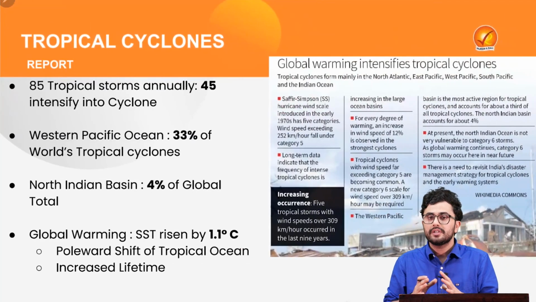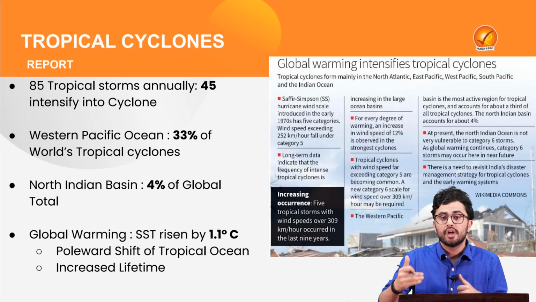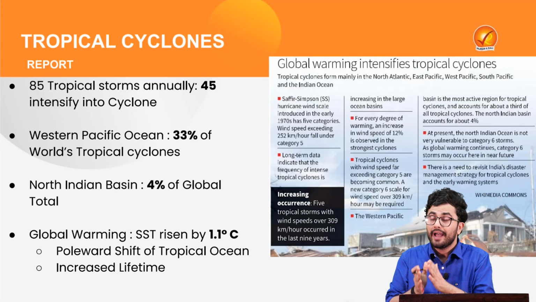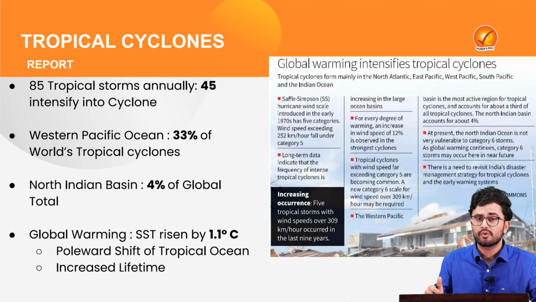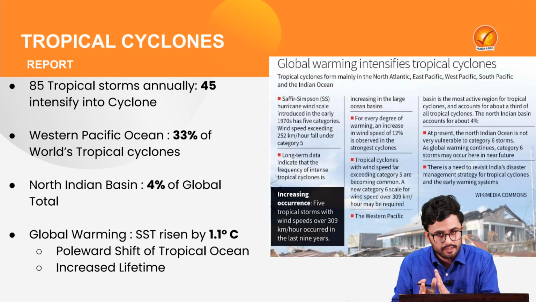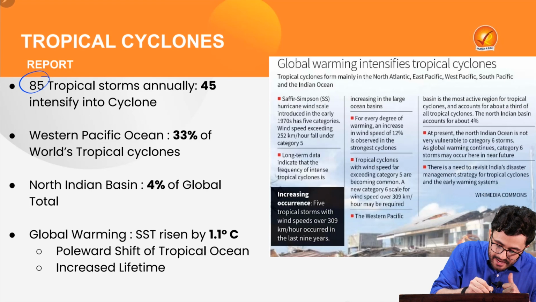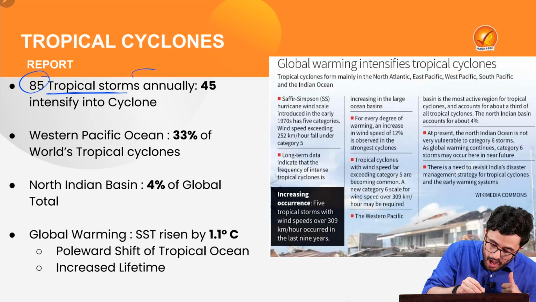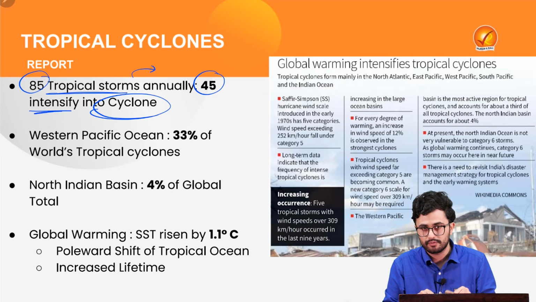Now, because these tropical cyclones can have devastating effects such as loss of property, loss of human lives, disruption of important communication channels, and also as India has more than 7,500 km long coastline, the tropical cyclones become a major issue of concern for us. Now, as per a recent report, of more than 85 tropical storms which occur annually, more than half of them, almost 45, actually intensify into cyclones.